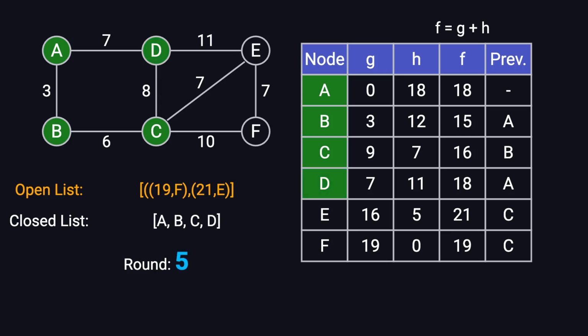Now we're in the 5th round. The open list contains 19F and 21E. F has the lower F value, and it's also our goal node. That means we've successfully found the shortest path from A to F.